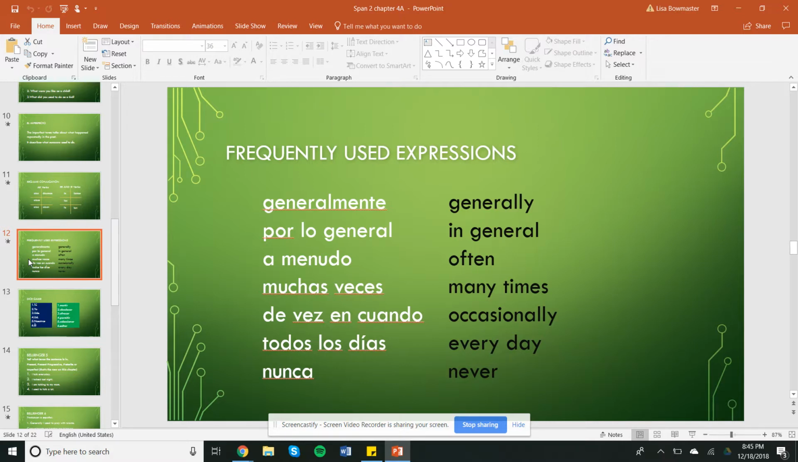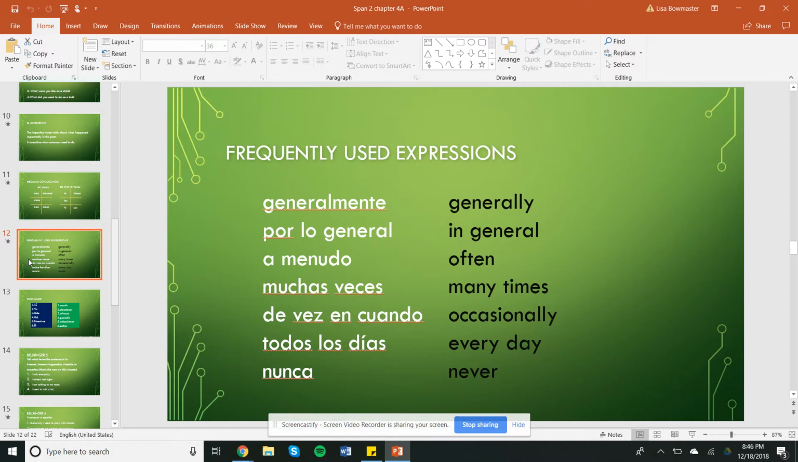These expressions, when we use them, often are followed by the imperfect. So generalmente, generally. Generally, we used to ride our bikes to school. Or often, a menudo. Often, we would walk to school. That's implying that it happened more than once. And it doesn't give me a specific time phrase.